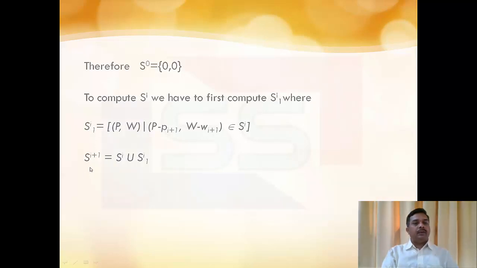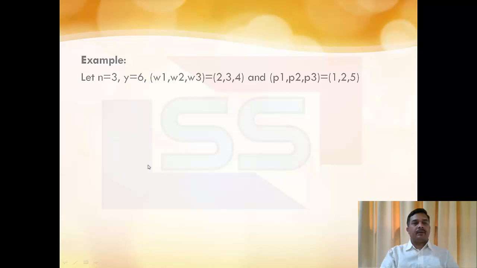S to the power i+1 will become S^i union S_1^i. Let us try to understand this with the help of an example. Let n equal to 3, as we are assuming there are 3 items available and the weight of the knapsack is 6, with corresponding weights W1, W2, W3 as 2, 3 and 4, and the corresponding profits P1, P2, P3 be 1, 2 and 5.